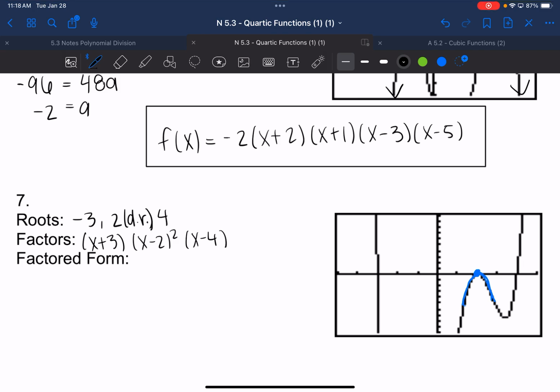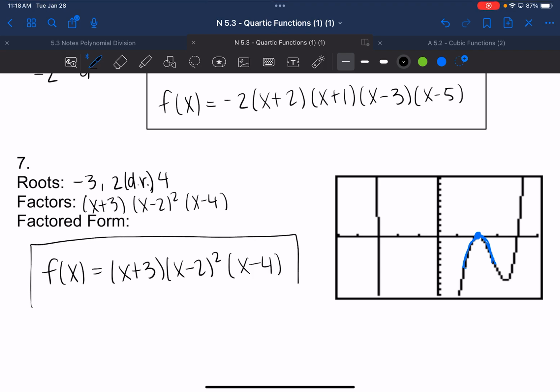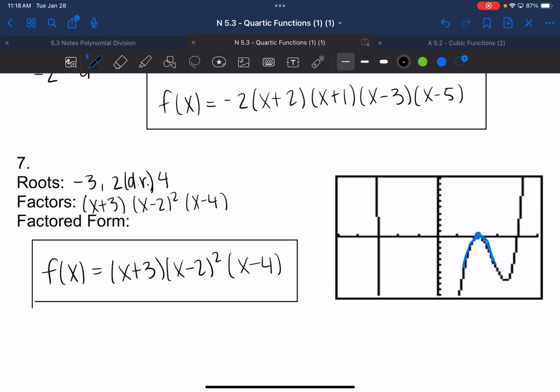Okay? So then they ask for it in factored form. They don't say it goes through any specific point, meaning I don't need to find an a value. So my equation is just all of my factors. So x plus 3 times x minus 2 squared times x minus 4, right? Okay, you guys take a look at number 8. Make sure you pay close attention. See if there's anything weird going on at any of those zeros.